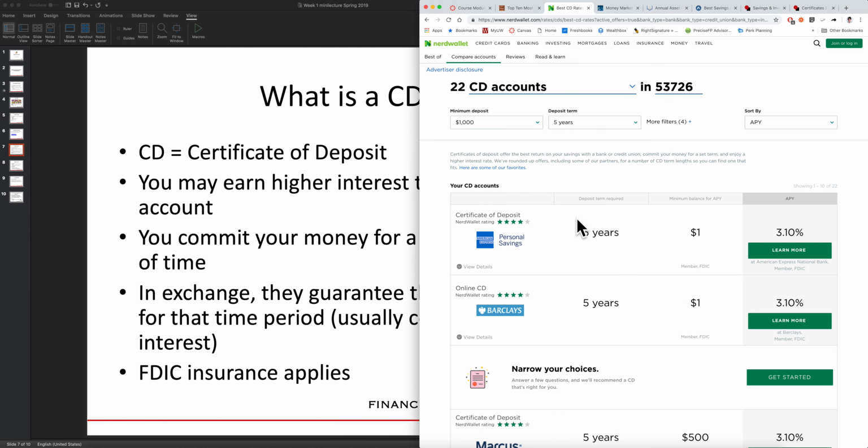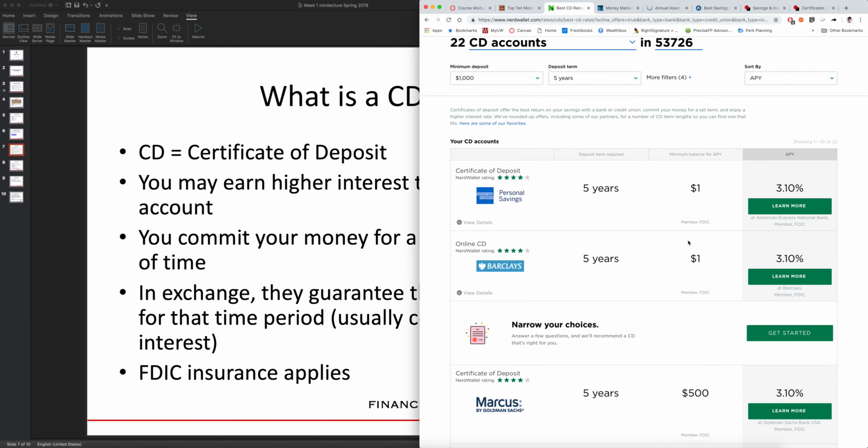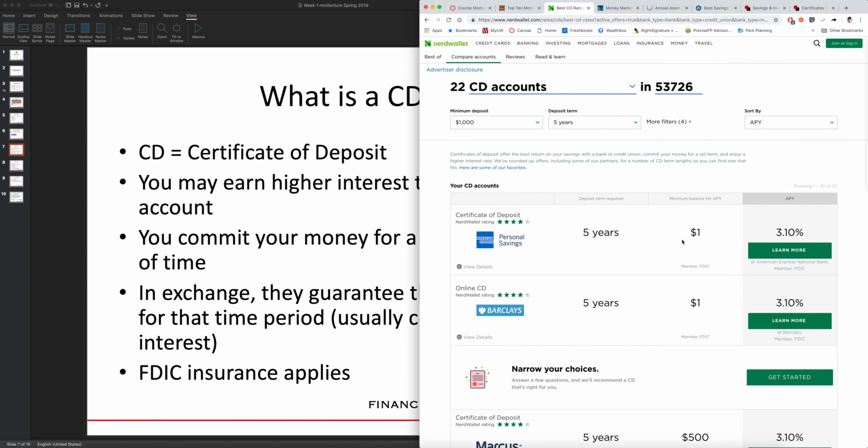So the bottom line with CDs is you're committing your money for a specific period. Because what if you bail? Let's say you say, okay, I'm interested in this 5-year CD. And then in year 4, you're like, I'm out. I can't take this anymore. You're going to give up some of the interest that you earned, as well as possibly a penalty.